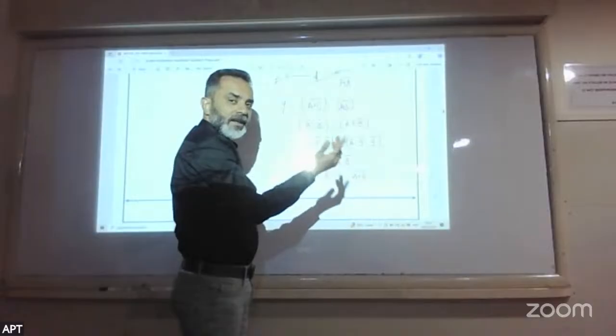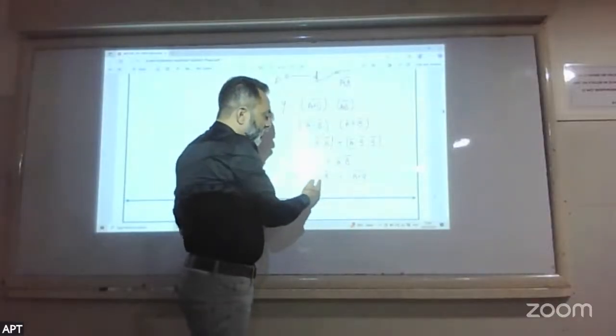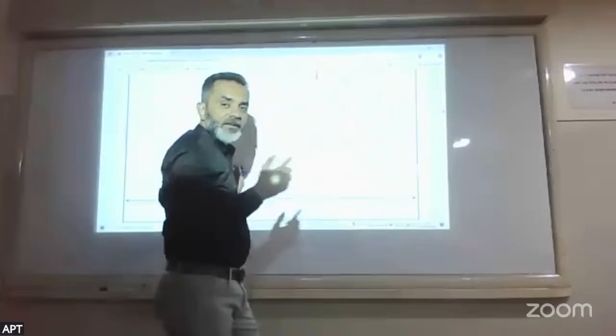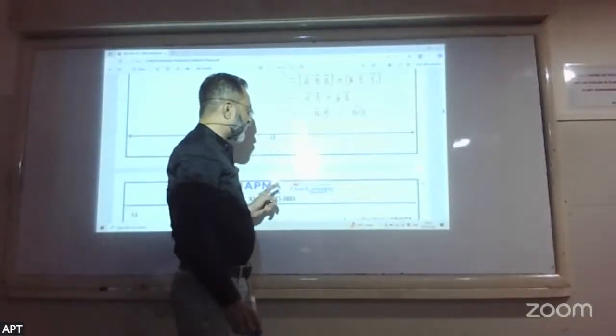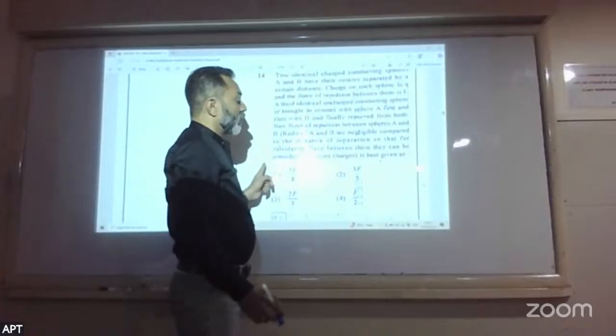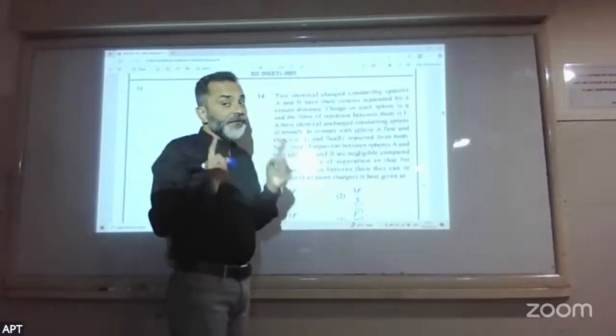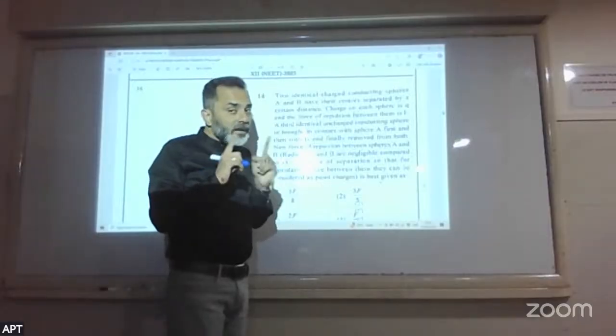It becomes A bar dot B bar only. In Boolean algebra, A plus A is not 2A. Right? So A bar dot B bar can again be written as what? A plus B the whole complement. That's nothing but what? NOR. Right? That's the correct answer. This is a straightforward question in almost all reference books.